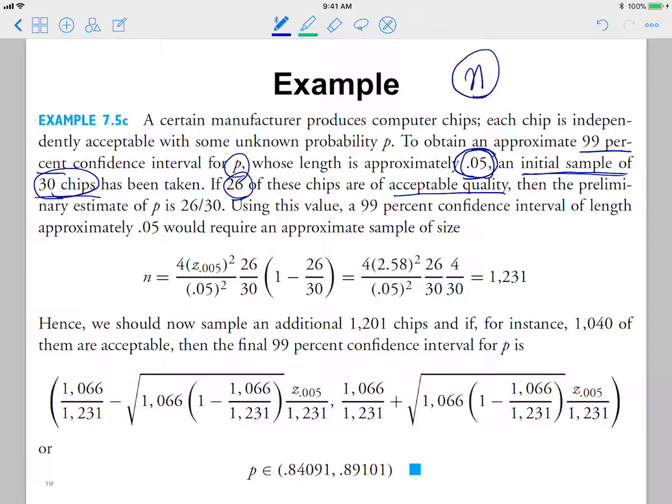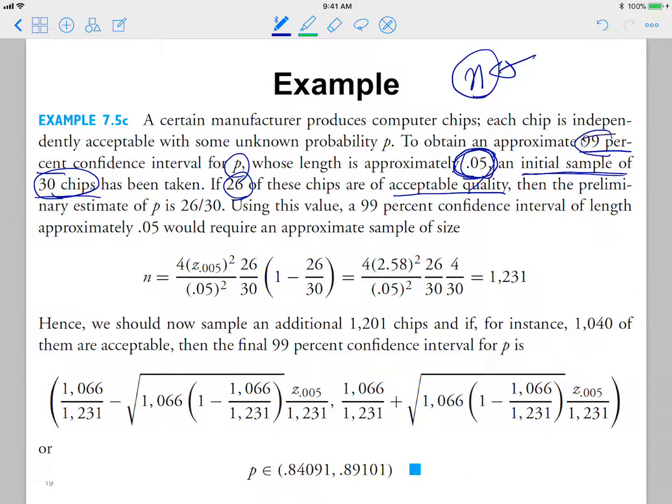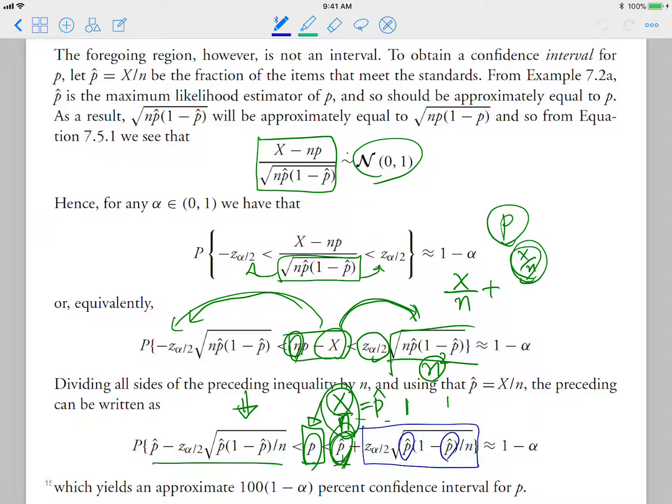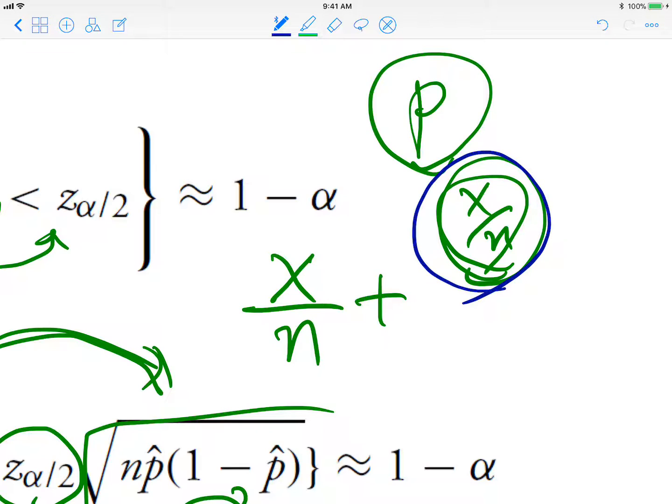So n is unknown, but in order to apply this formula, b is the confidence interval length, which is 0.05, and this guy comes from the 99% confidence level. And then what about this p hat or p star in this case? Remember this expression: when obtaining the confidence interval length for p, we needed the true parameter value p, but we just used the approximate value of p. In that case, when computing this value, we needed this guy, the number of ones divided by the total number of trials.